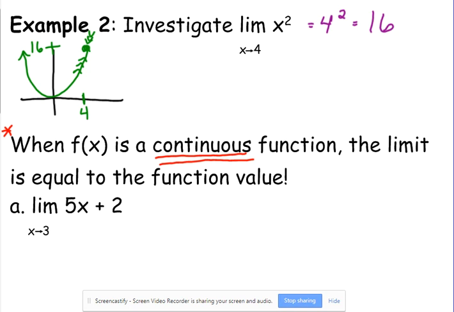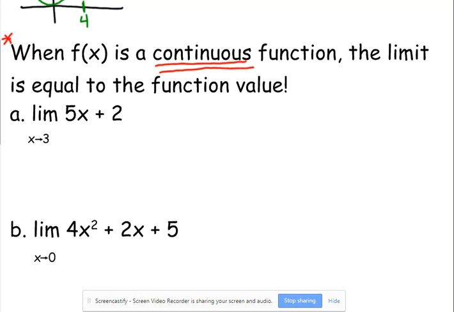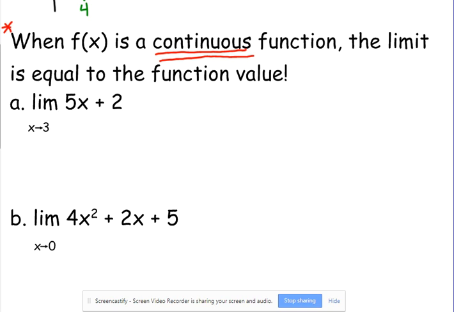So if we've got the limit, the question is, what's the limit as x approaches 3 of 5x plus 2? It really is just as simple as plugging 3 into that function there. So this is how we would write it. Right beside the limit, we're going to say equal to. We're plugging in the number, so we don't need the limit notation anymore. It's just equal to 5 times 3 plus 2.